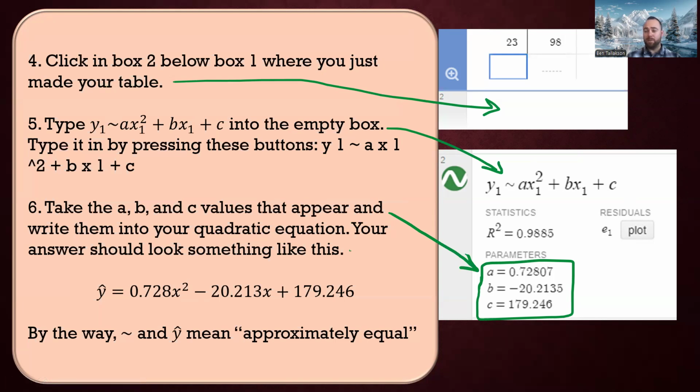And after you do that, something really nice is going to happen. Desmos graphing calculator already is going to calculate these parameters, A, B, and C. And you know where those go, don't you? Right? Here, here, and here. So that's what you do. You take those values and you write them into your quadratic equation. So the answer for my quadratic regression equation, based on the values that I put in, looks like this.